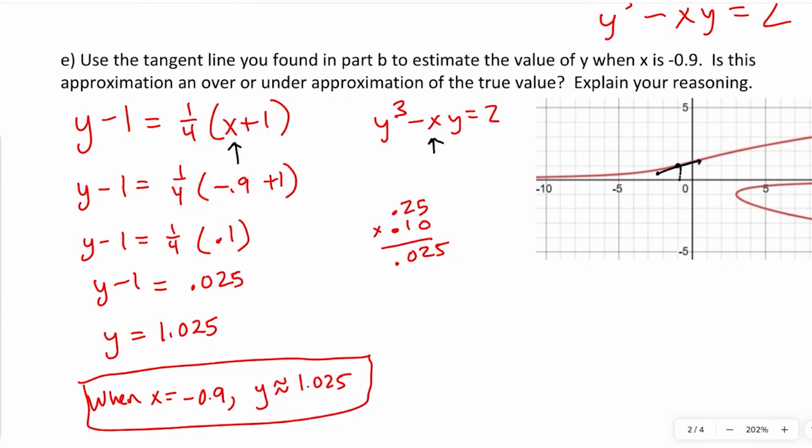I want you to think about that. You think it's above? You think the real value is less than this? That's your claim. Not sure anymore. So to make that decision on whether or not this is an overestimate or an underestimate, you need to be thinking about the concavity of the graph.